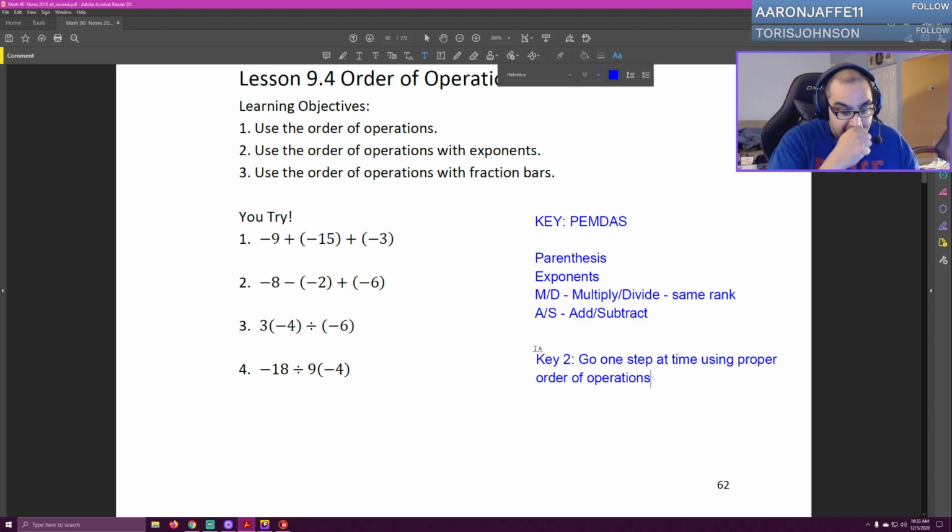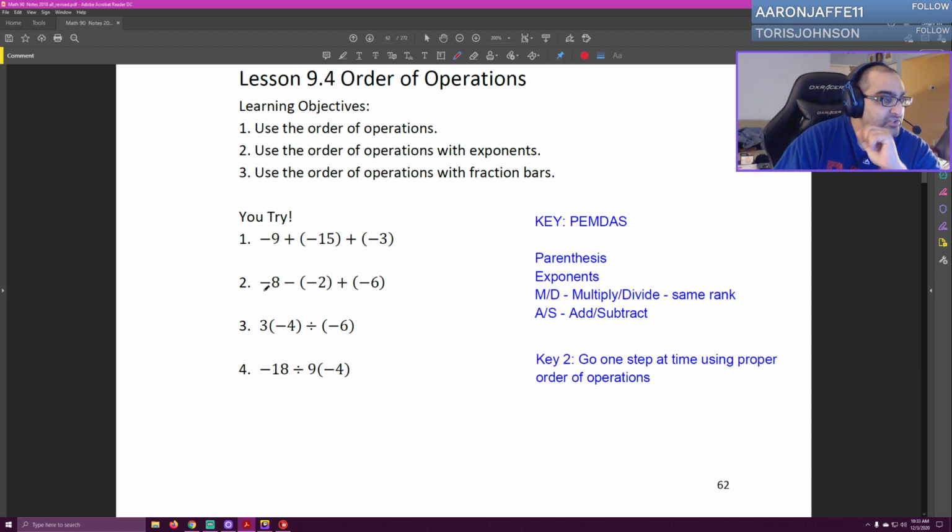So if we need to go left to right, we go left to right. We do what's in the parentheses. Use the order of operations in an appropriate way, and we're going to end up with the correct final answer. So what exactly do I mean by that? Well, let's start off with something simple and work our way up from here.